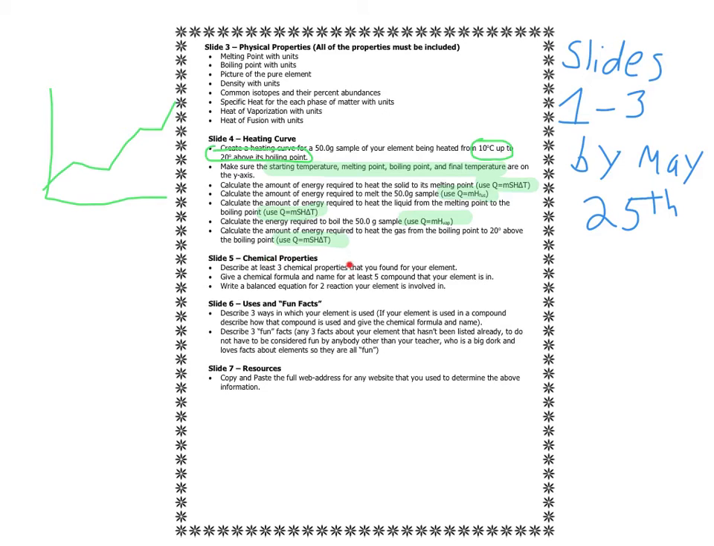So you want 3 chemical properties, 5 compounds, and then 2 balanced equations that somehow your element is involved in. It does not have to be involved as a pure element. Your element can be part of a compound in these equations. Just your element has to appear in the chemical equation.